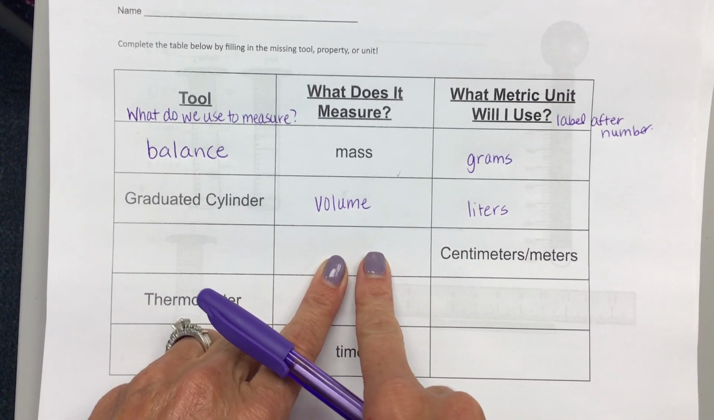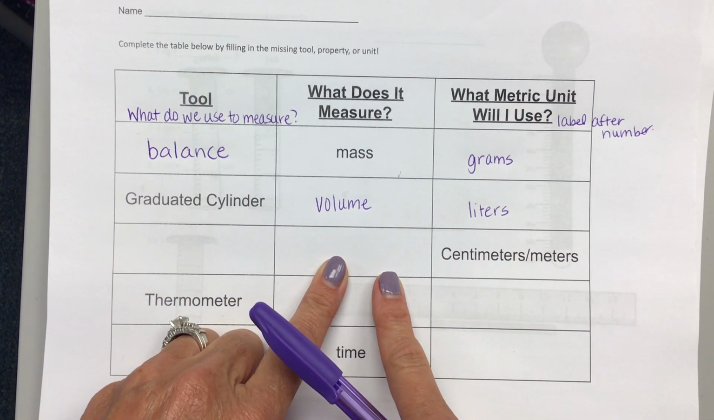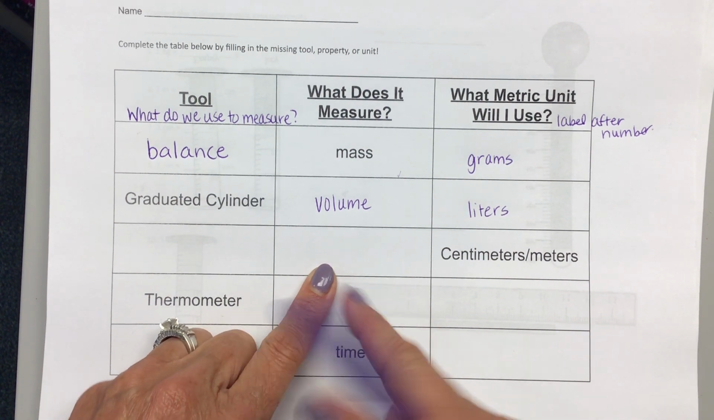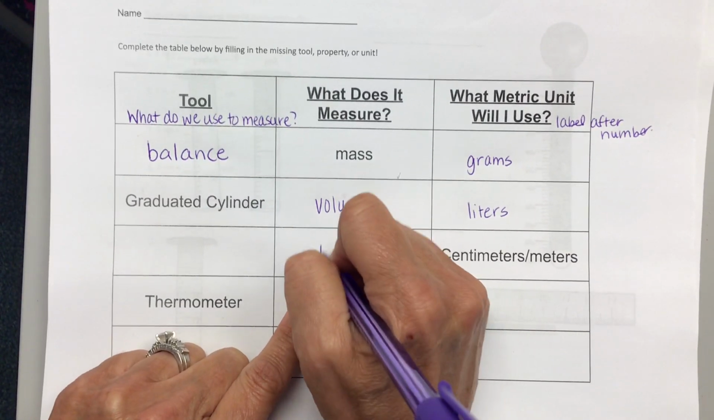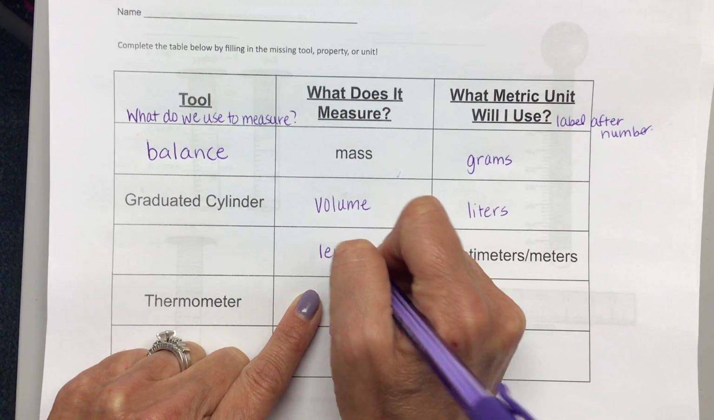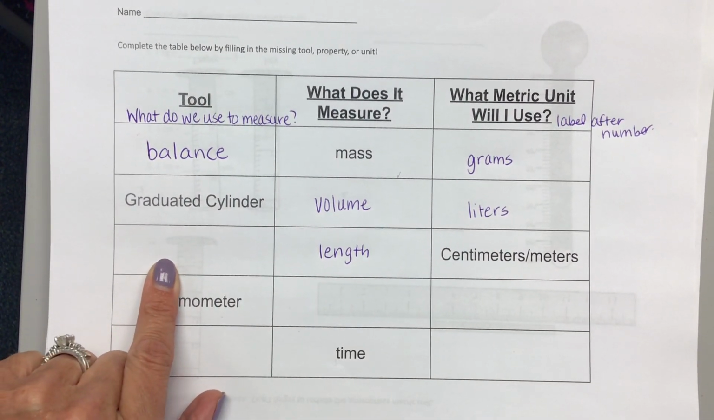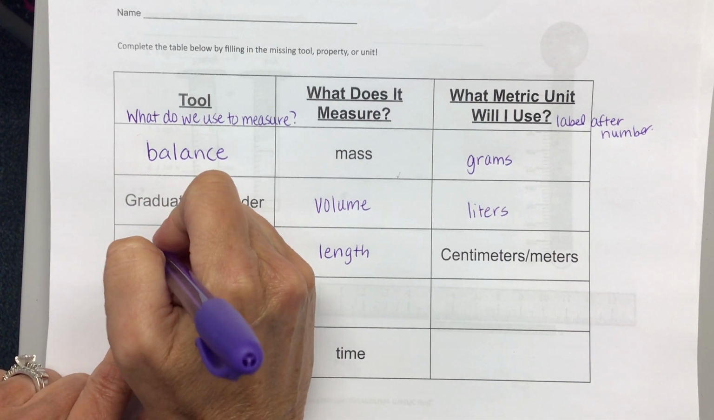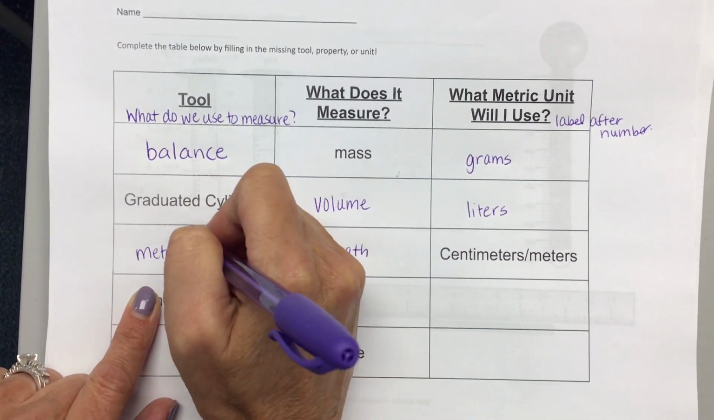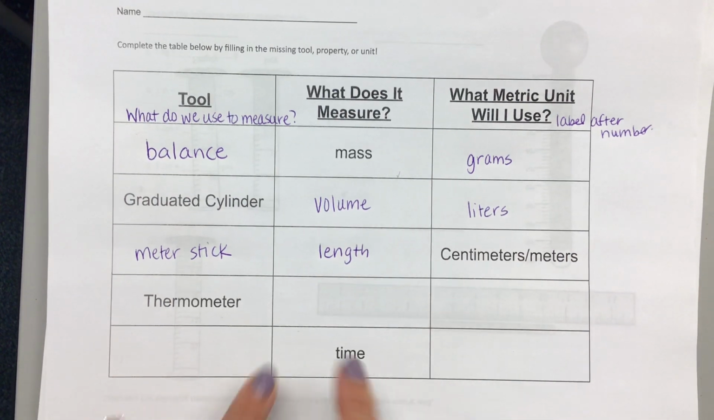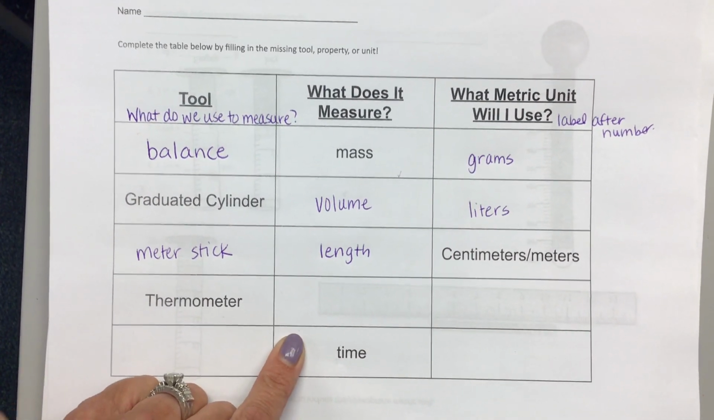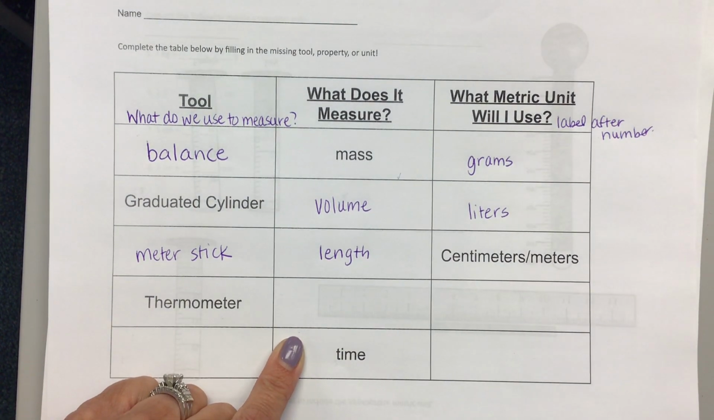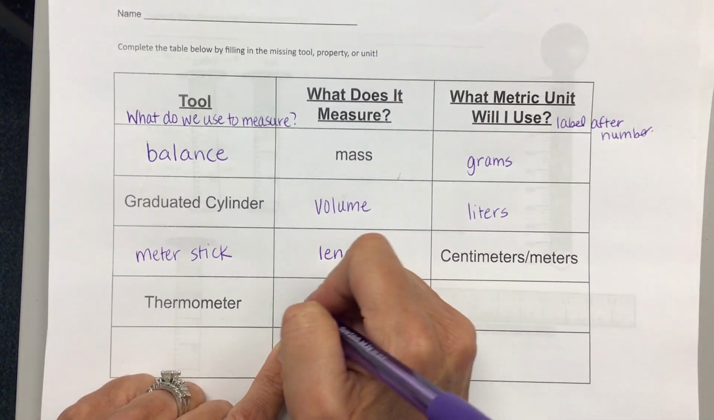Okay, even if you got an A or a B on this, you should be raising your hand to help us. Ella. Length. We're measuring length. And what tool do we use to measure length? Kaden? Meter stick. Meter stick, or you could have said ruler. Okay, and thermometer. What are we measuring when we use a thermometer? Ryan? Temperature.